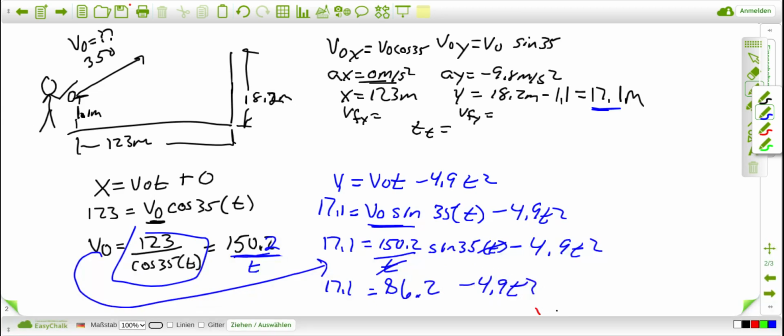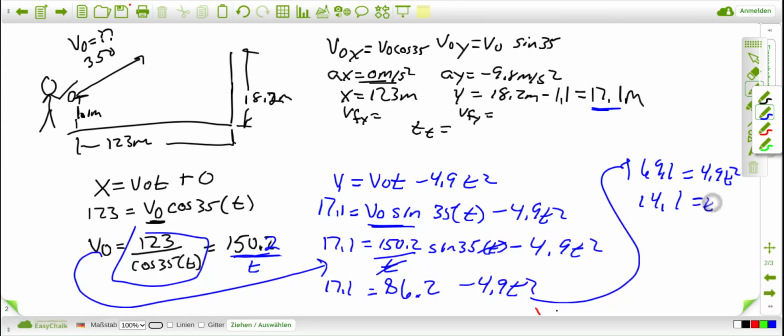So I'm going to subtract the 86.2 from both sides. And I end up with 69.1 is equal to 4.9 t squared. I also divided by the negatives, right? And so I divide both sides by 4.9. And when I do that, I get 14.1 is equal to t squared.